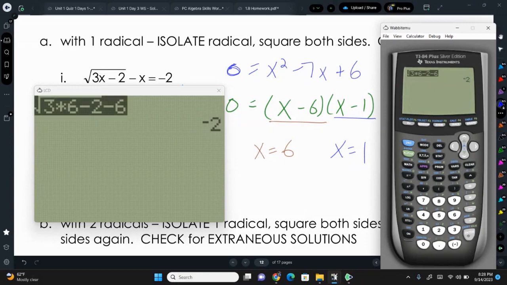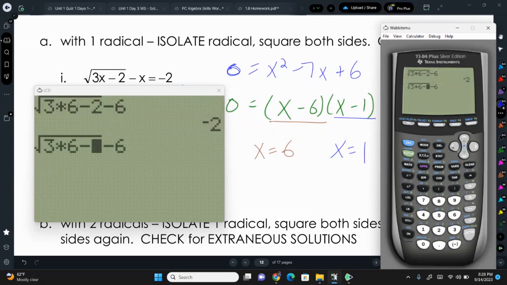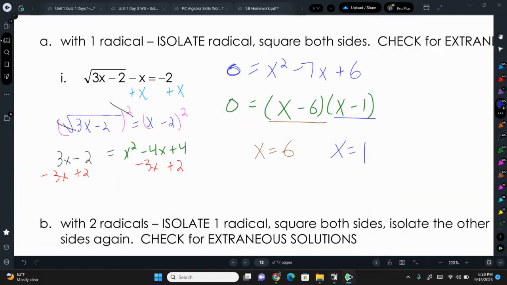Okay, so we're going to go up and now change these 6's to positive 1. And again, we want to make sure it equals negative 2. This equals 0. So this equation has an extraneous solution. X equals 1 does not work, but 6 does. So that would be our only answer.